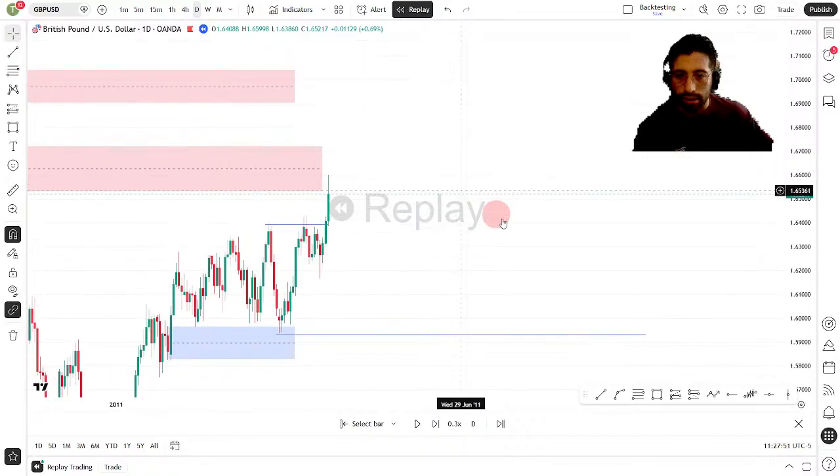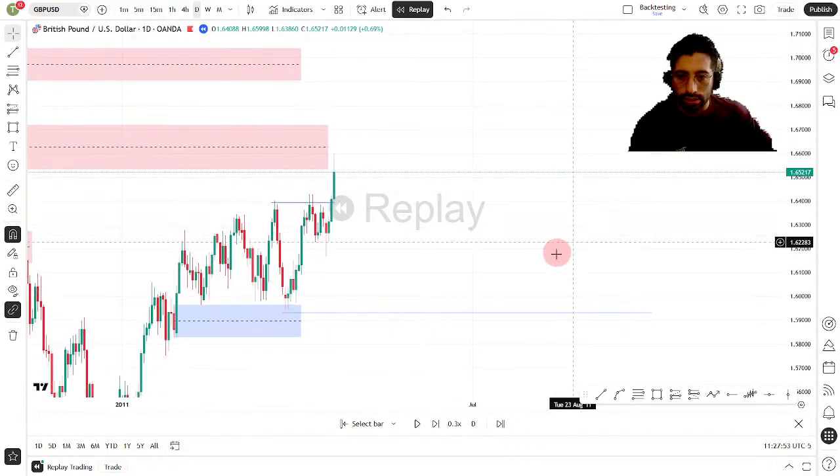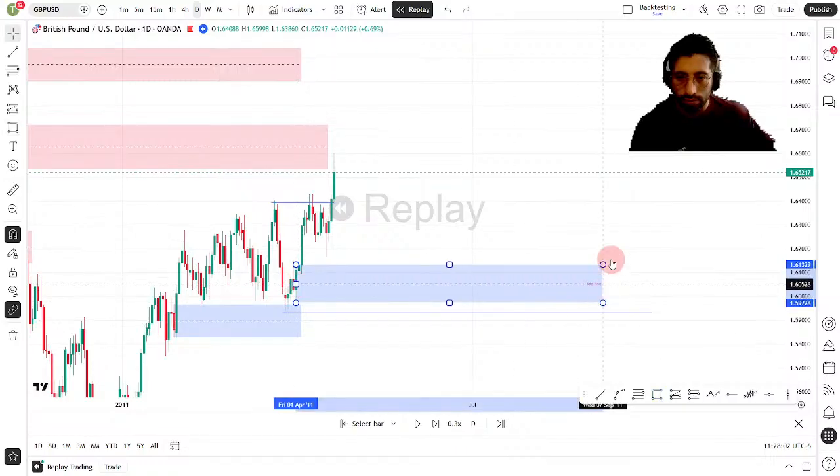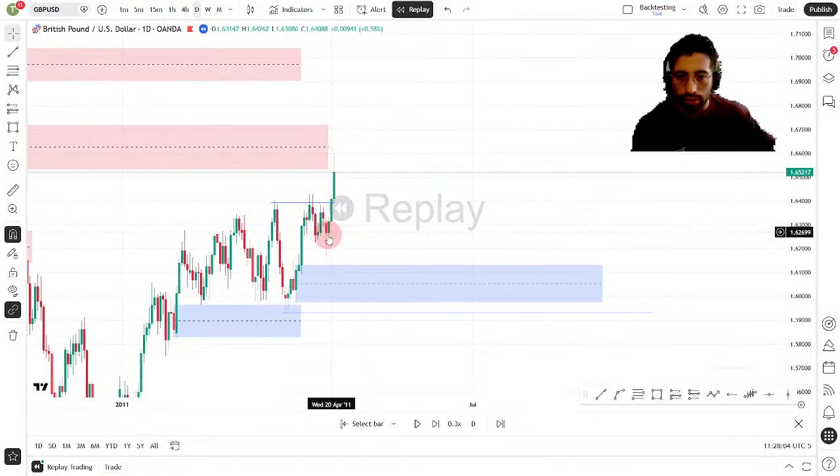Well, it can enter on this order block, which is not mitigated yet. This one, or even this one.